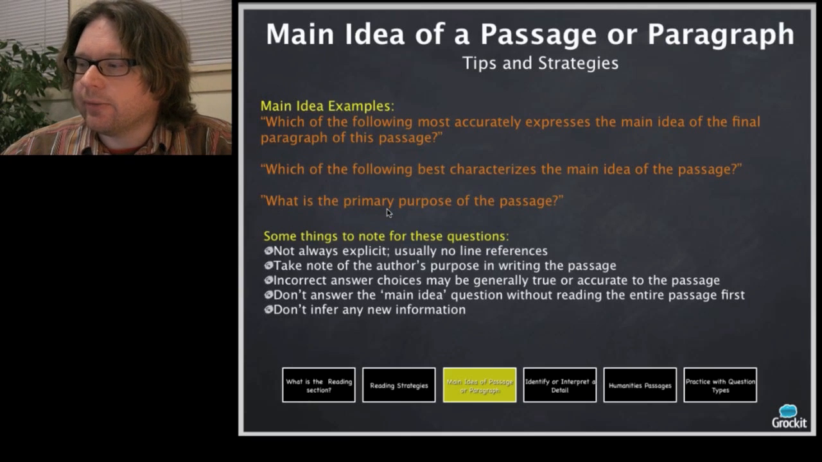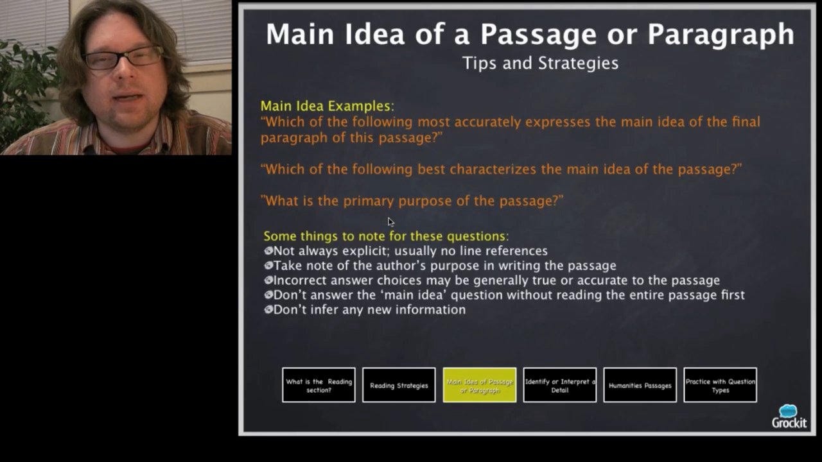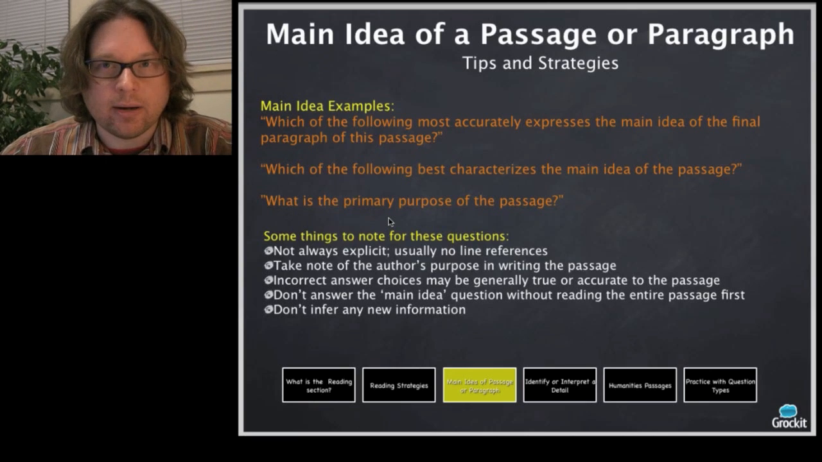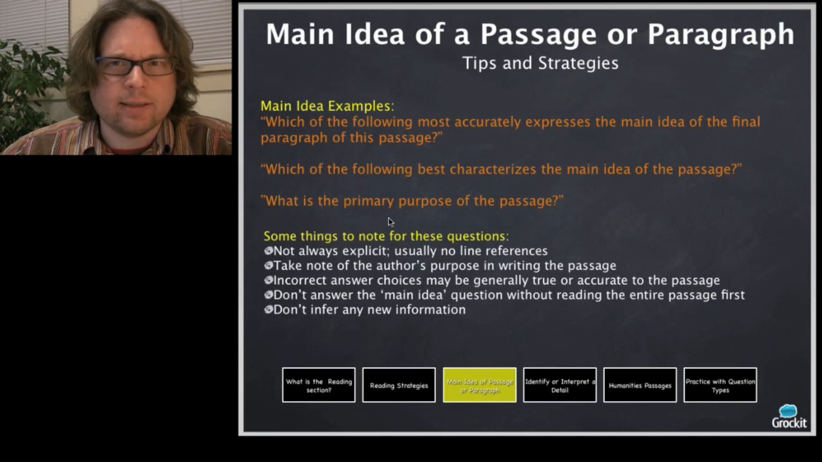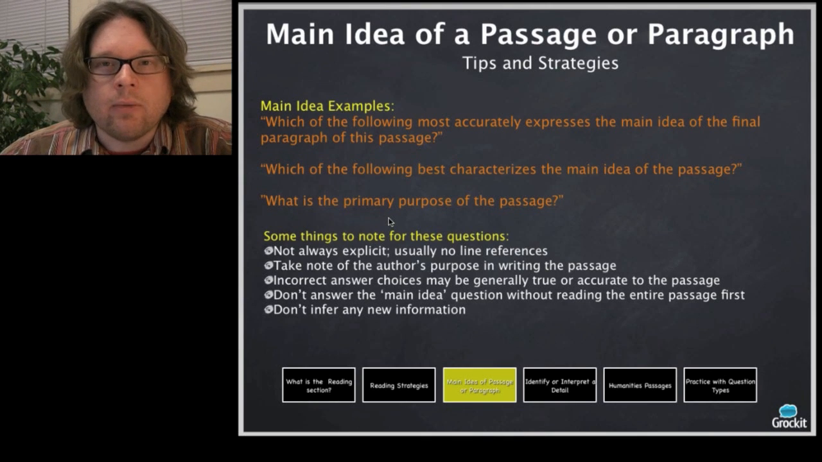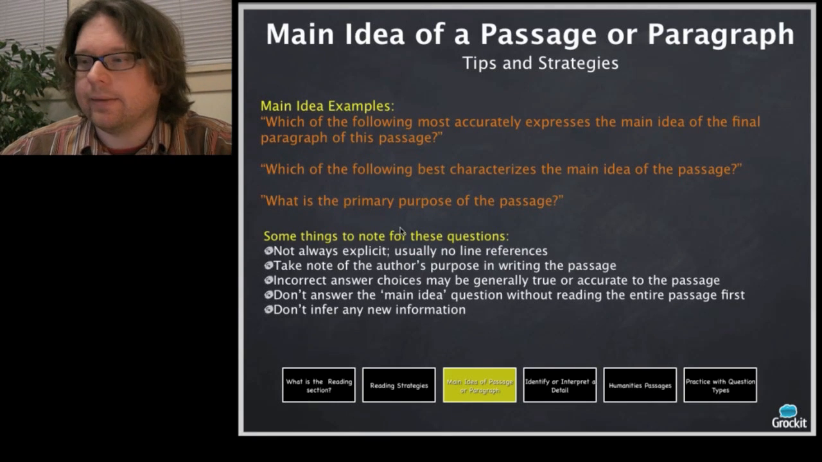Incorrect answer choices may be generally true or accurate to the passage. This is actually really, really important. We'll talk about it a little bit more in session 4, but one of the most common things they will do to you is give you something that did happen in the passage, but was not the main idea. If you're reading a passage about dogs, and then there's a brief paragraph about how lots of dogs get along with cats, they may ask, what was the main idea? And they'll say, dogs get along really well with cats. Well, yeah, that was in the passage, but the whole passage was about dogs in general. I don't know why I picked dogs and cats. It's just what was on my mind, I guess. Anyway, be very, very careful to differentiate between details from the passage and the main idea.